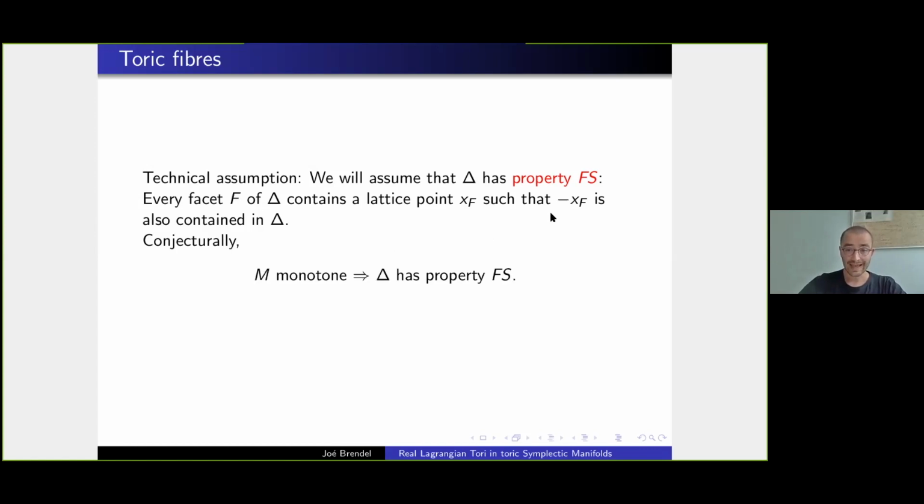And actually I would like to get rid of this property at some point because conjecturally this is already implied by M being monotone. But unfortunately the conjecture has only been checked up to dimension 9. So for now, if we want to make general statements in arbitrary dimensions, we'll have to include this as an assumption. Maybe later on, I'll make some remarks in the proof, and then you'll see how this strange property enters into the proof.